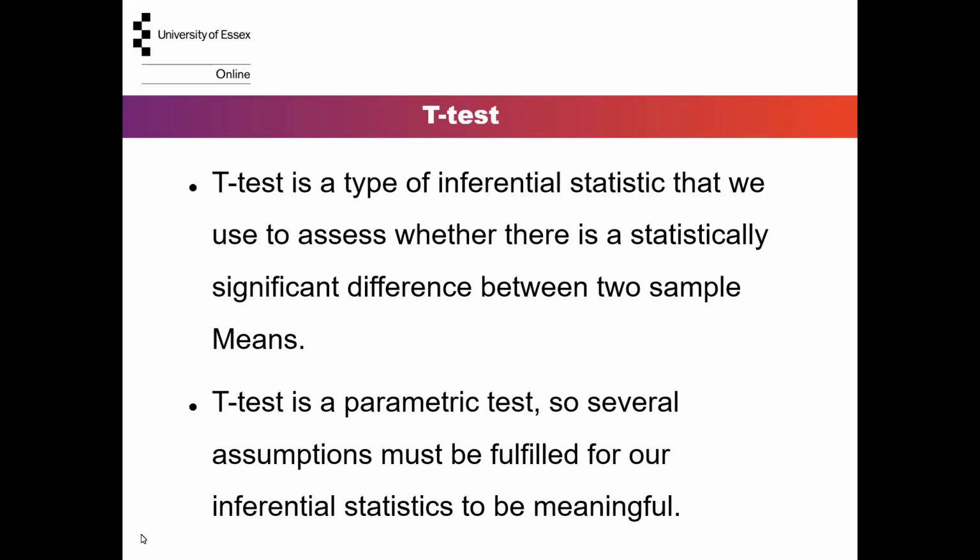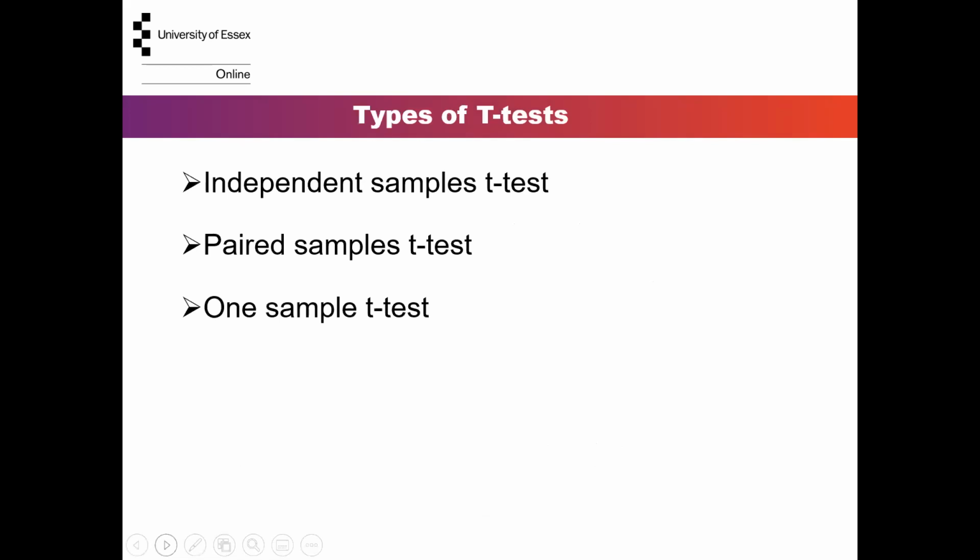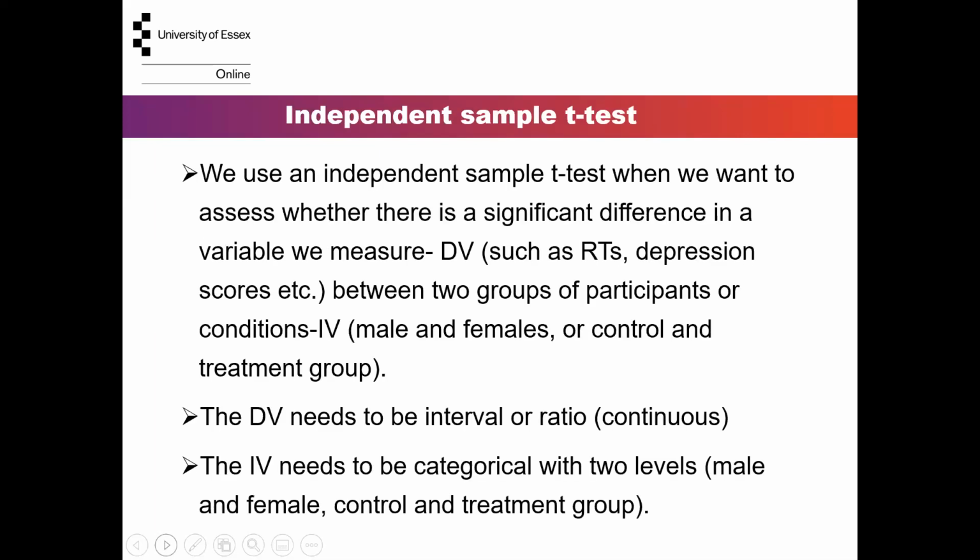So we talked a little bit about what type of test the t-test is. Now we want to look at the different types of t-tests we have and when we use them. We have the independent sample t-test, the paired sample t-test, and the one sample t-test. The independent sample t-test we use when we want to assess whether there is a significant difference in a variable we measure, which is our dependent variable, between two groups of participants or conditions, which is the independent variable.